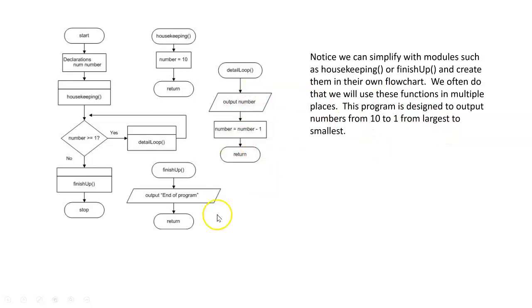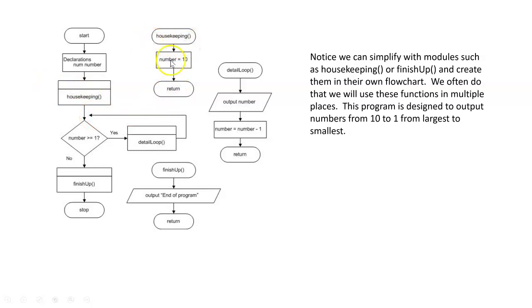So the other piece, and this fits into your question here, Chris, I have a start and a stop. But notice I also now am adding a start and a stop symbol to these other pieces here. So this program is a little more sophisticated and uses these modules. So here we have a housekeeping, a detail, and a finish up, that we've got an entire module that we call. So here we're going to put our declarations. We set our values equal to what we need them to be. And then we call the housekeeping function.